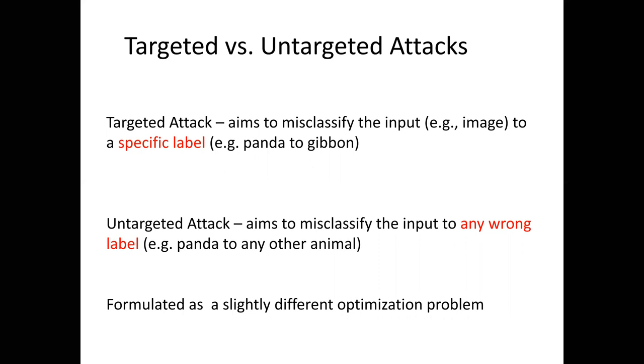With the untargeted attack, you don't have a target label in mind. What you would like is to have the network classify the image to some label other than the original one. So in our example with the panda bear, we would want to change the label from panda to just some other animal, whatever it is, just so that it's not a panda. The optimization problem for these targeted and untargeted attacks is slightly different. One minimizes the loss, one maximizes the loss, but it's still an optimization problem, typically solved with gradient optimization.